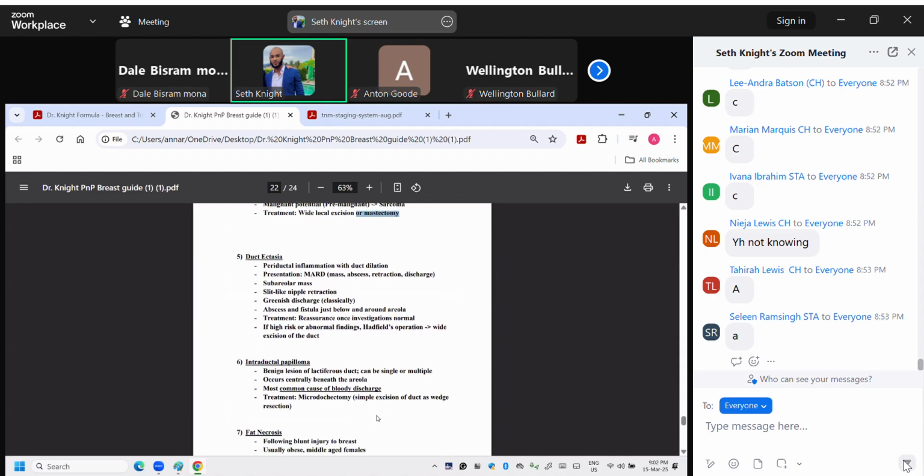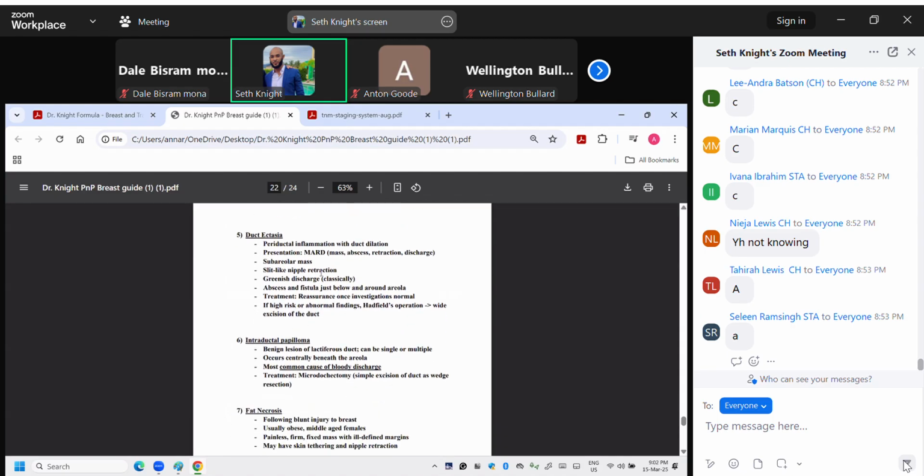Okay. Next would be our duct ectasia. So for duct ectasia, look out for green discharge in your question. All right, so that's really what you're going to look out for. It's green discharge. Now the other thing about duct ectasia that they ask is the treatment. In duct ectasia, most of the time we do reassurance. However, you need to know about Hadfield's operation, which is where you have a wide excision of the duct.